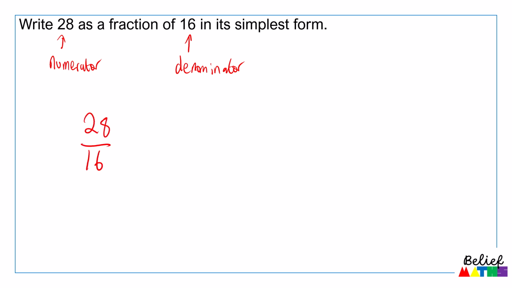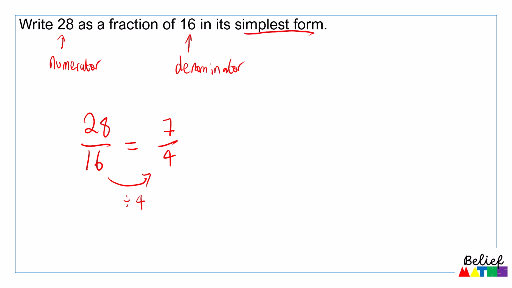Now, in its simplest form, we want to divide both of those by the highest common factor, which in this case is 4. So if we take both of those values and divide them by 4, we end up with 7 over 4. Now that's our answer in its simplest form.